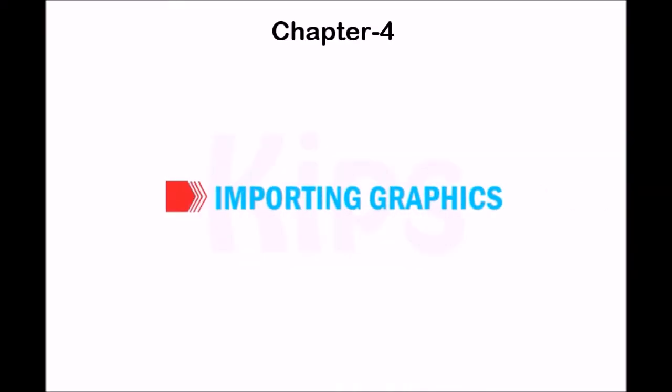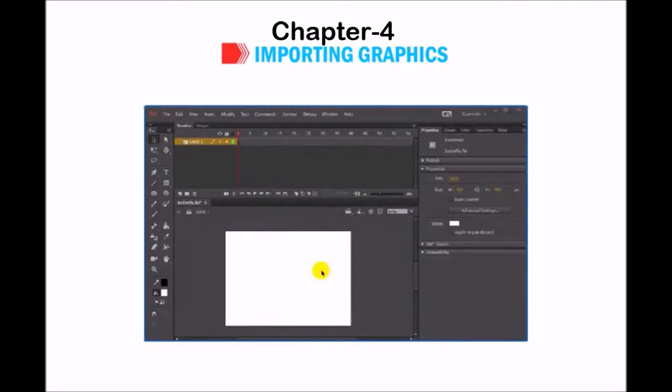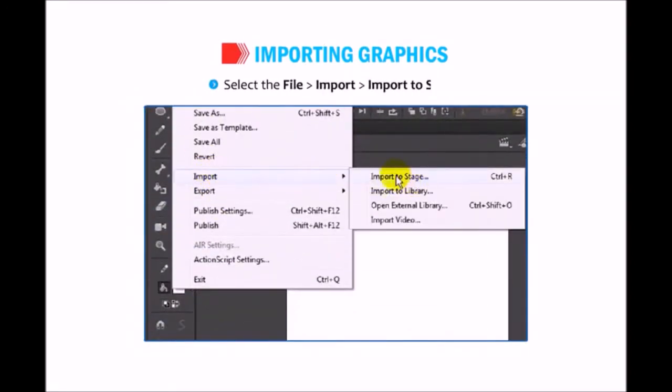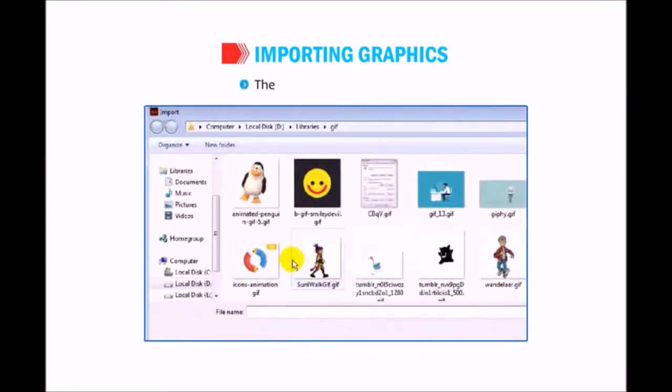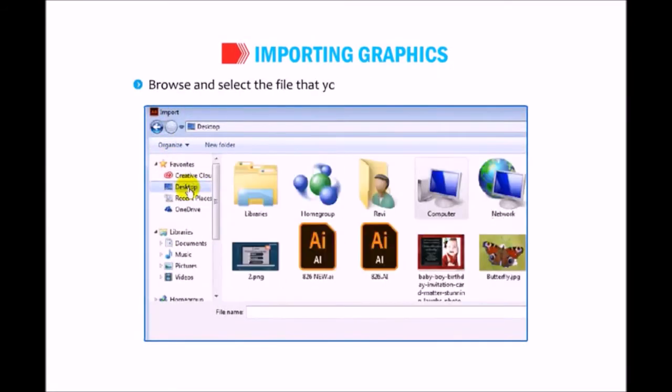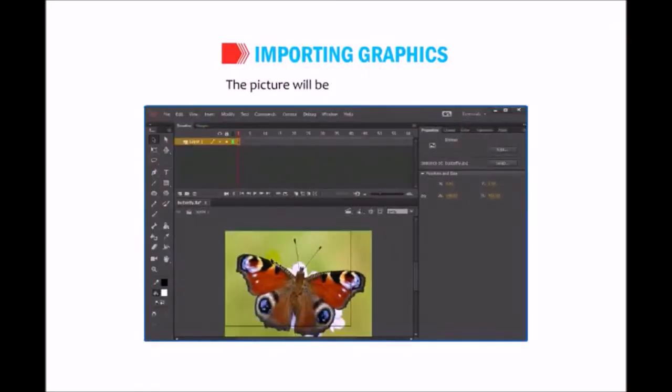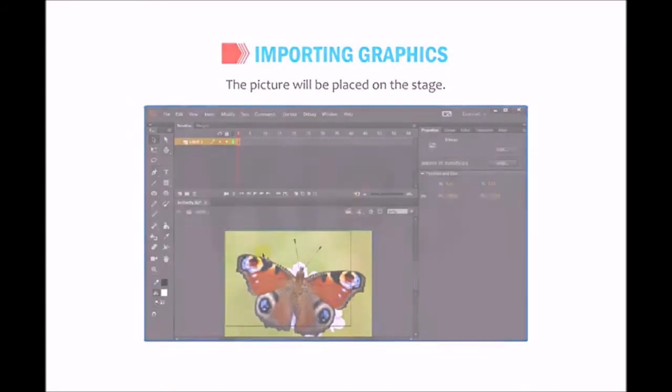Let's talk about importing graphics. Select the file, then go to Import, and then go to Import to Stage. The Import dialog box appears. Browse and select the file that you want to import and click on Open. The picture will be placed on the stage.